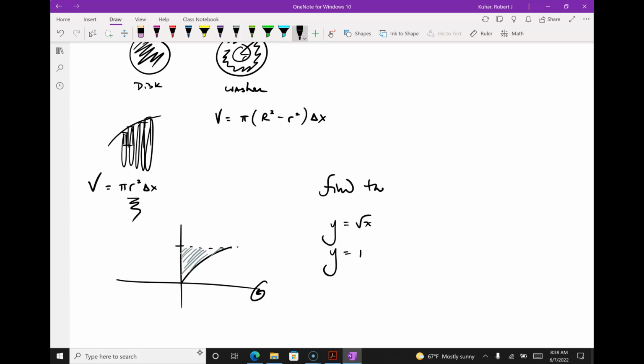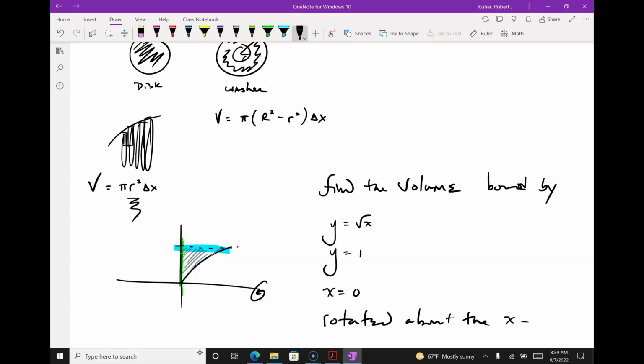So the problem is find the volume bound by y equals square root of x, y equals 1, and x equals 0. Right, so you're seeing all of my sides here. X equals 0, y equals 1, right? So that region, and I want to rotate it about the x-axis.